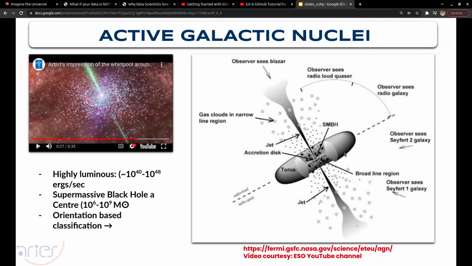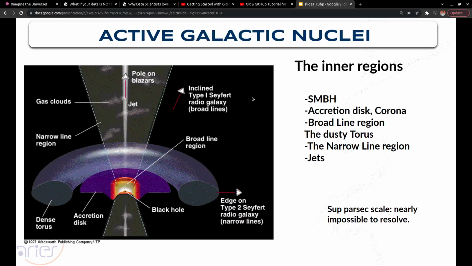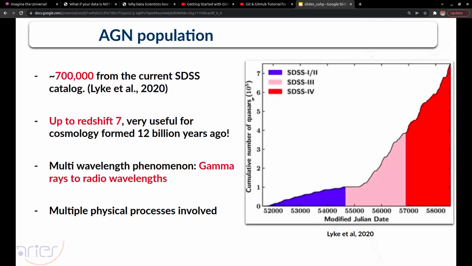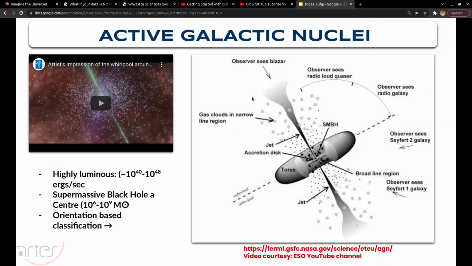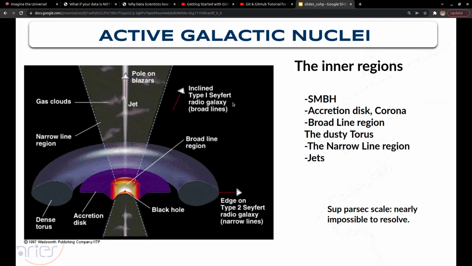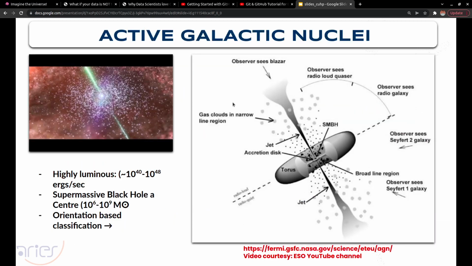So now these galaxies, they are divided into multiple characteristics. But for the time being, for the theme of this talk, I'll just talk only about type 1 and type 2. So type 2 are the ones where this torus is blocking your view, and type 1 are the ones where the torus is not blocking your view.